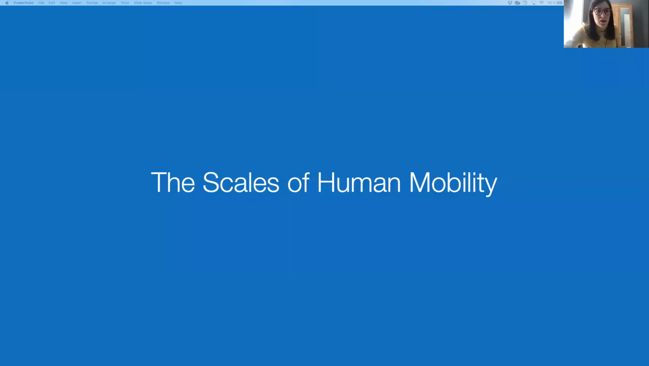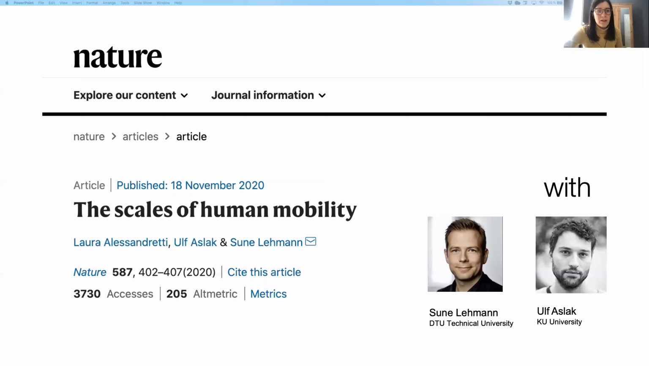So I will start with the scales of human mobility, which is my most recent work, and it was published in November, as we've seen. This work was done with Sune Lehmann and Ulf Aslak, who are two colleagues of mine from DTU and KU University.